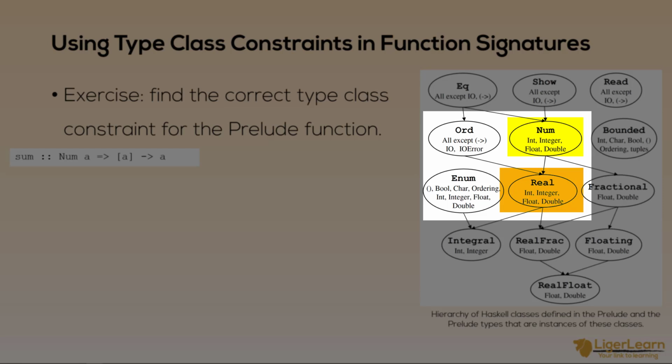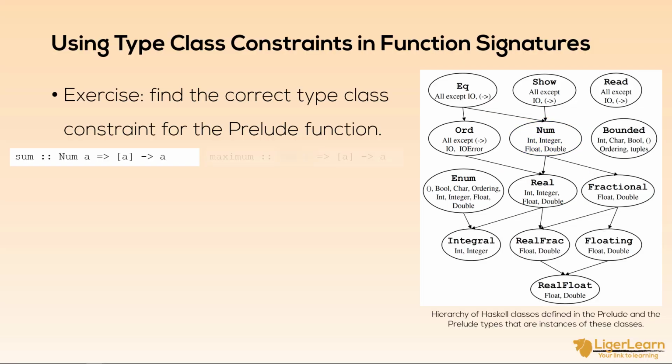Well, because the Real type class expects instances to be ordered, since it has a constraint that its type must implement the Ord type class. This is an unnecessary constraint to put on our sum function, since we do not need arguments to be ordered to calculate the sum.